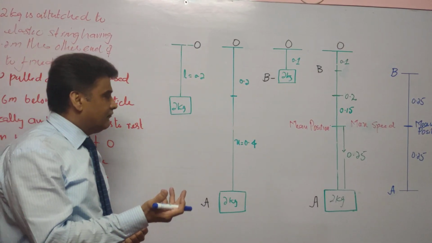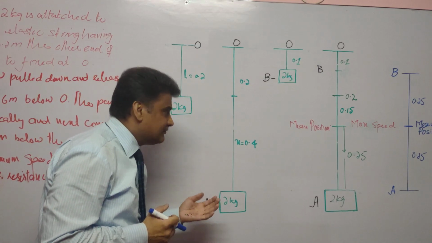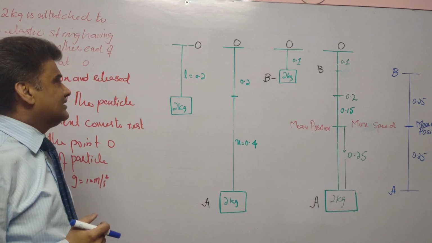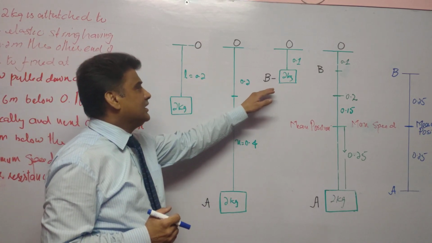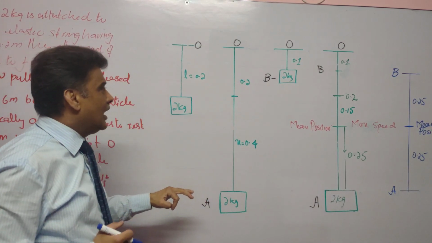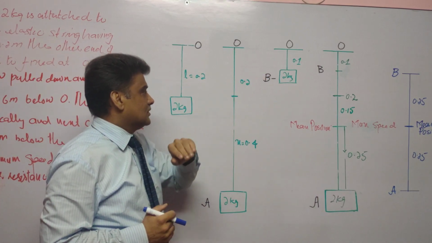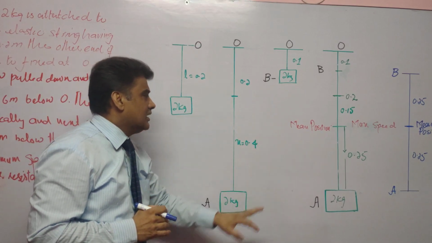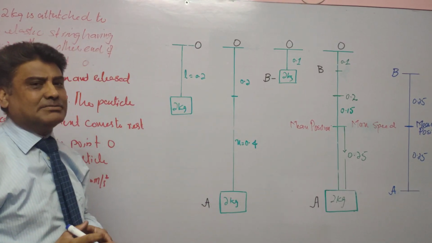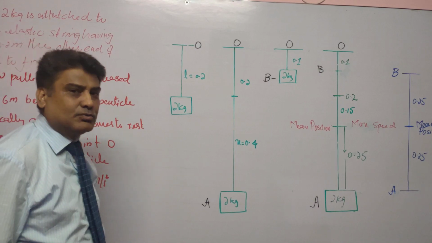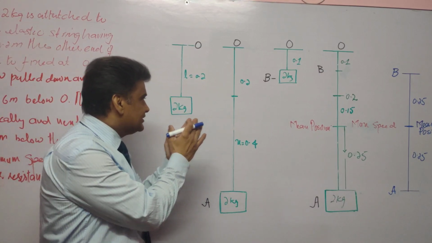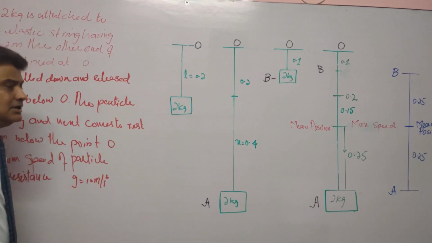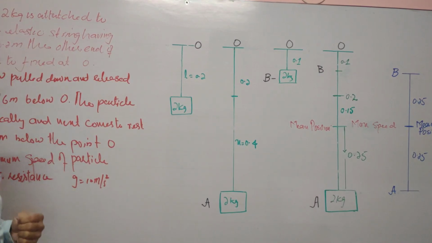Obviously, when we release it from this point, it will move up and down due to elasticity in the string, and it will move up to the point B. It will continue its motion between these two points. We have to find the maximum speed of the particle, and also where its speed will be maximum. This was the simple statement of this problem.